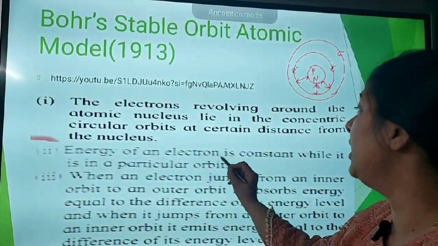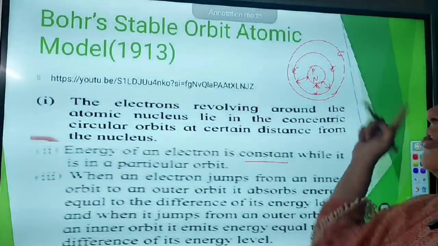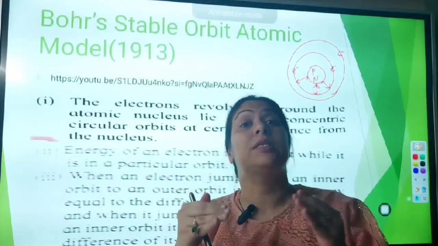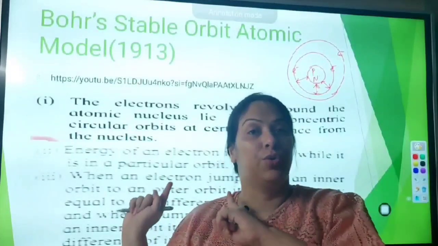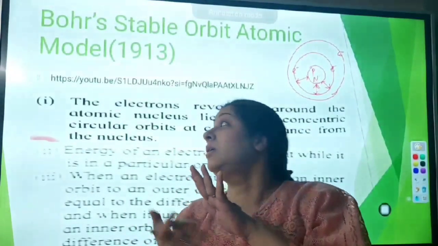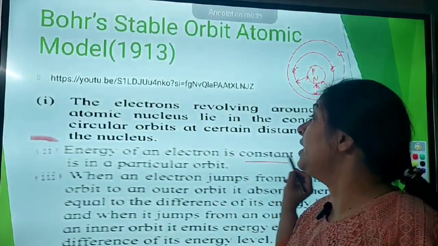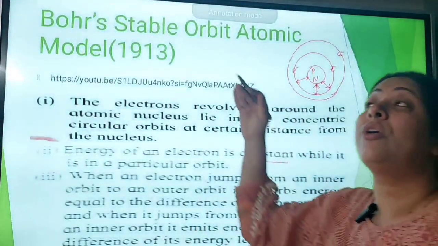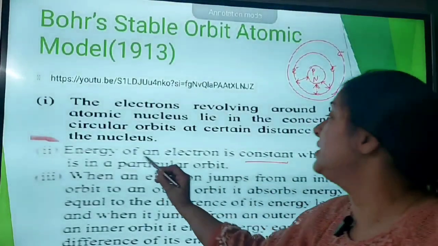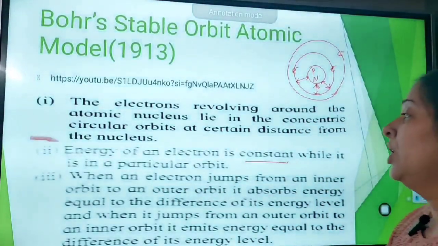Okay, the energy of an electron is constant. Now remember, what did Rutherford say? That the energy keeps decreasing? No, Bohr states that the electron energy is constant. It does not fade away. It does not keep decreasing while it is in a particular orbit.